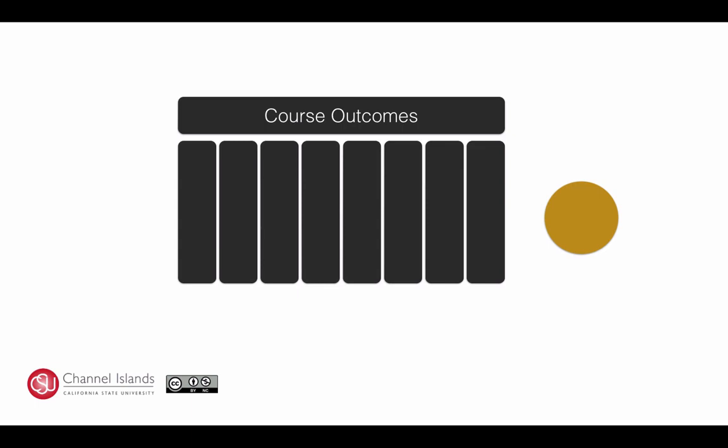Now apply the 3 steps of online course design to each of your learning modules. Step 1, identify desired results. Step 2, determine acceptable evidence. And step 3, plan learning experiences and facilitation.